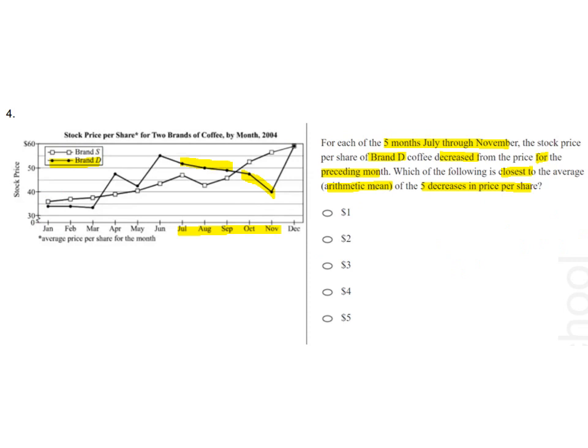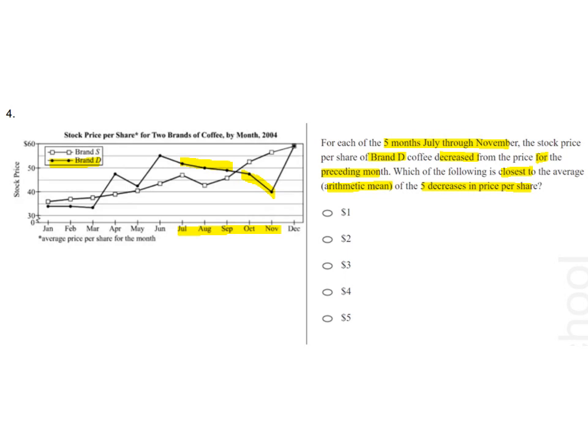In the fourth question, it asked: for each of the 5 months, July through November, the stock price per share of brand D coffee decreased from the price for the preceding month. Which of the following is closest to the average, that is the arithmetic mean, of the 5 decreases in price per share? So I have highlighted the trend and the months that will be used for the calculation.